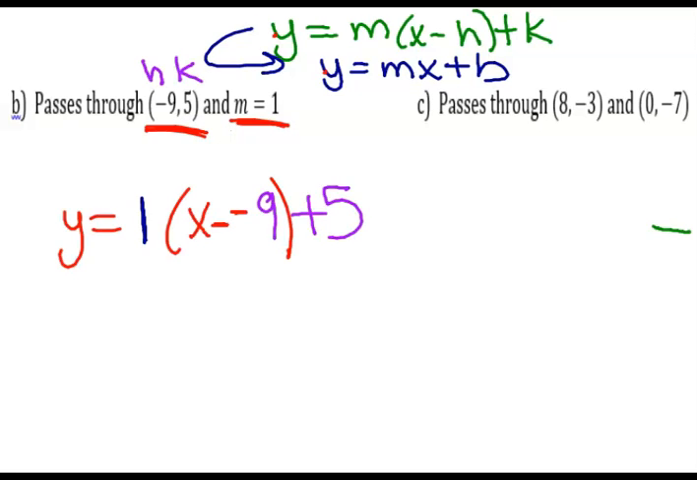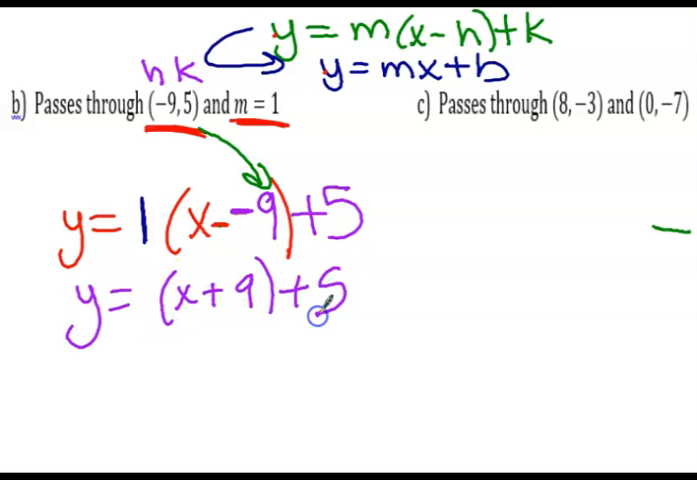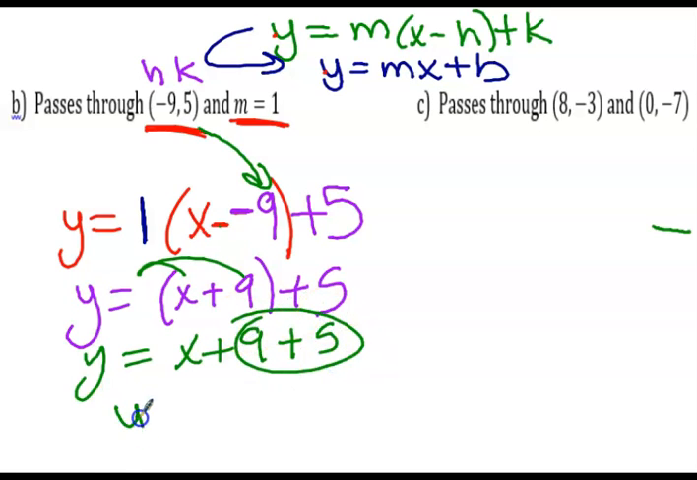All right, so for this one, I plugged in my m, which is just 1. I plugged in, and look, it's a -9, but I have a negative as part of my formula, okay, as part of HK form. And then I plugged in 5. So let's make this easier. If it's a 1, I just leave it blank, and I have x plus 9 plus 5. Okay, so distributing a 1 is just like having this as normal, right? If I distributed the 1, I'd have x plus 9, okay? So y equals x plus 9 plus 5. Combine like terms, and I have y equals x plus 14.